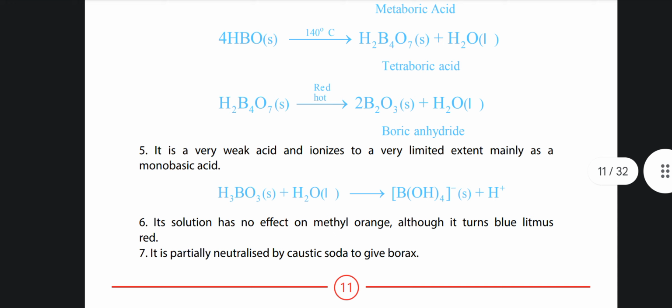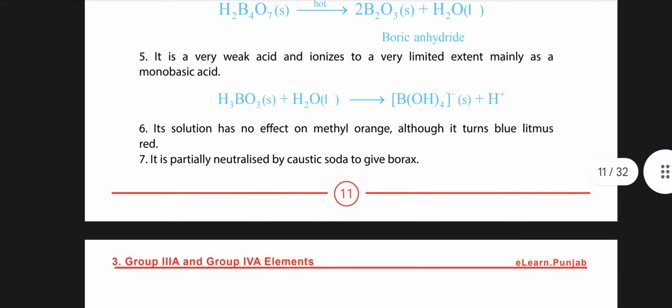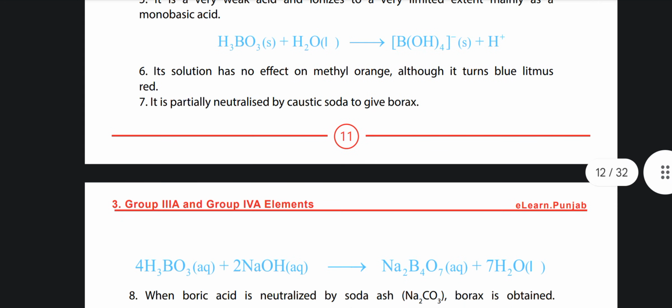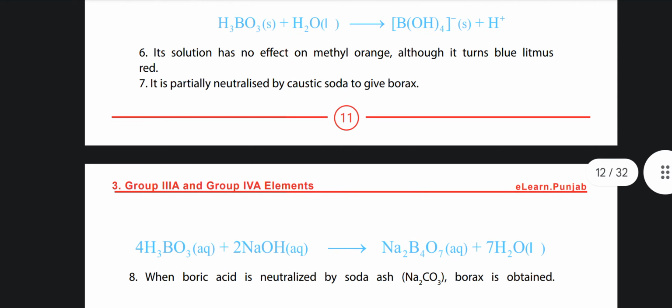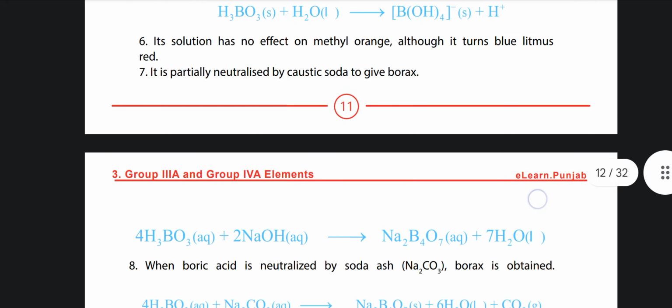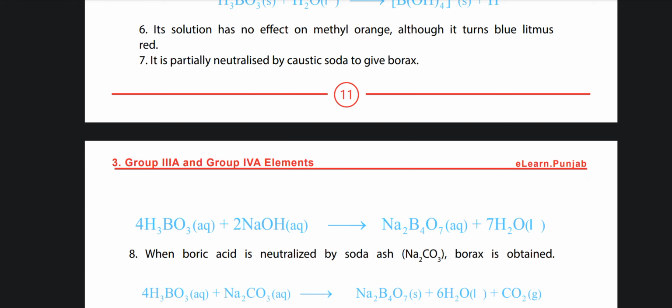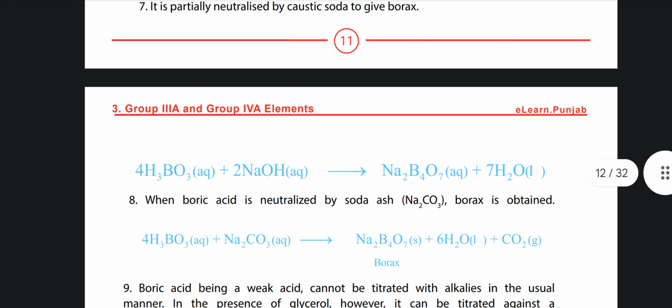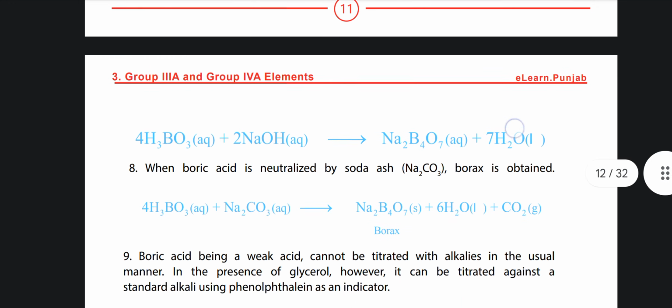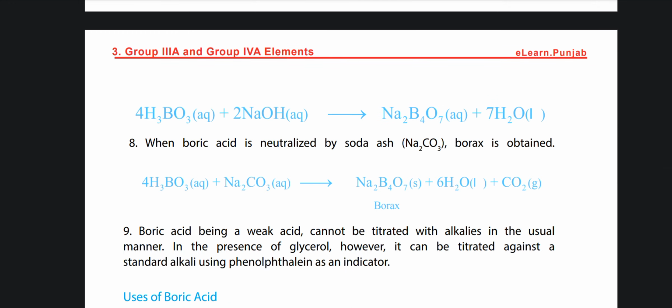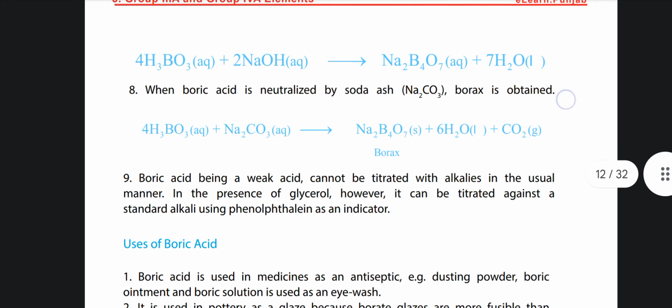Number 5, it is a very weak acid and ionizes to a very limited extent, mainly as a monobasic acid. H3BO3 plus H2O gives us B(OH)4 minus plus H plus. Number 6, its solution has no effect on methyl orange, although it turns blue litmus red. It is partially neutralized by caustic soda to give borax. 4H3BO3 plus 2NaOH gives us Na2B4O7 plus 7H2O.